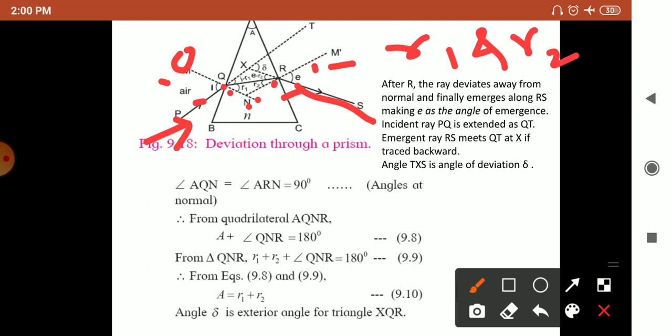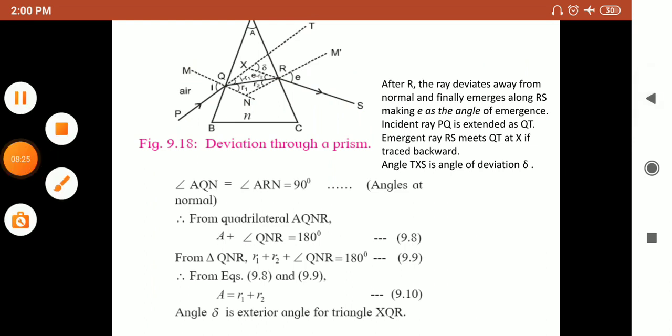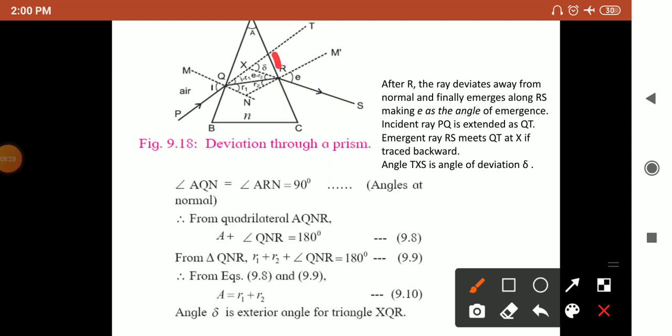The incident ray PQ is extended as QT. If RS is also traced backward and extended, it touches this QT at X. Then there is the angle of deviation delta, due to the extension of RS and the extension of the incident ray in a straight line.